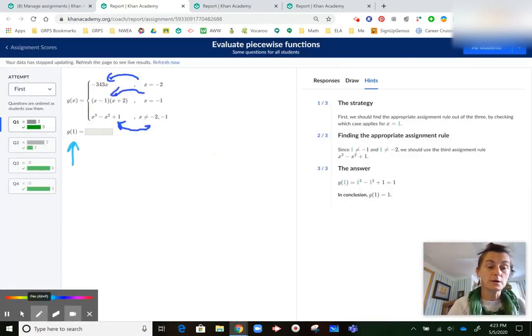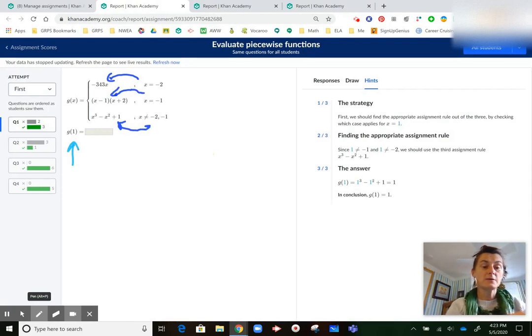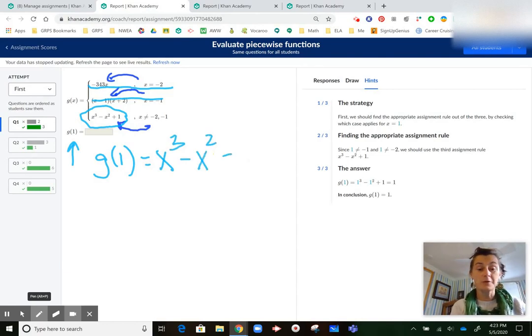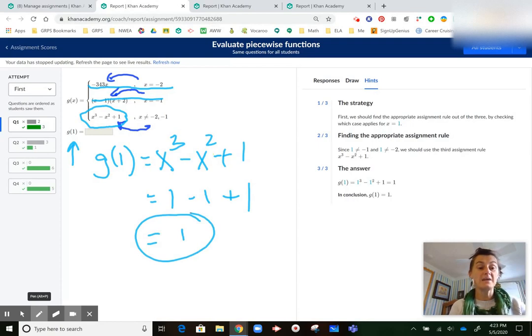When x is 1, I can completely ignore first and second part of the function. All I have to focus on is this function. That's how the function looks when x is 1. So all I have to say, well, when g of 1, if that's the case, here's how I'm going to evaluate. I'm simply going to substitute 1 for each x, and ta-da! I'm done. I just evaluated a piecewise function.